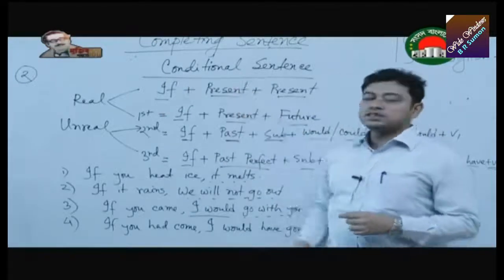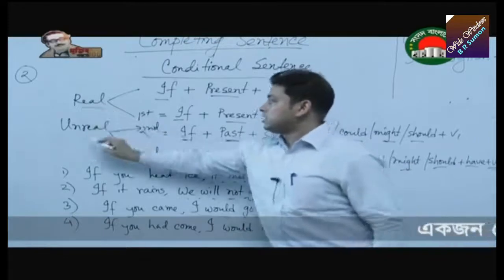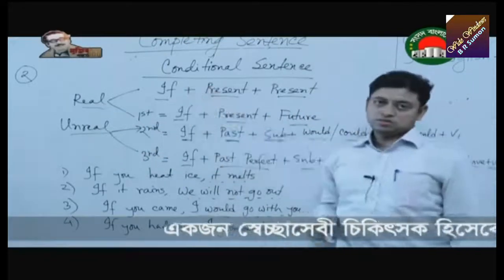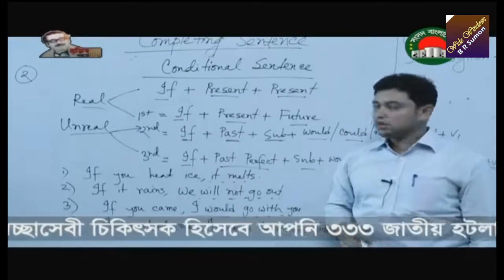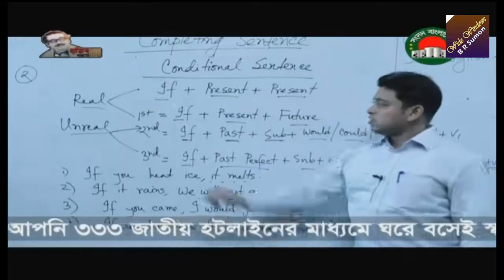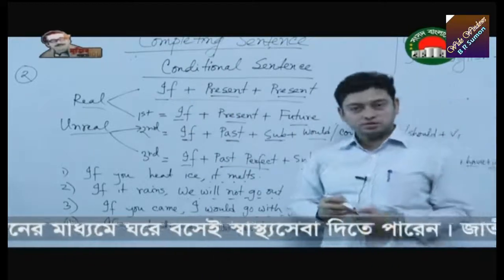So, conditional sentences can be classified into 2 ways. Number 1 is real conditional, then unreal conditional. Why is this real? Because it is possible. Why is this unreal? Because it is not possible. So, real conditionals, there are 2 rules for real conditional. Rule number 1, this is known as zero conditional.